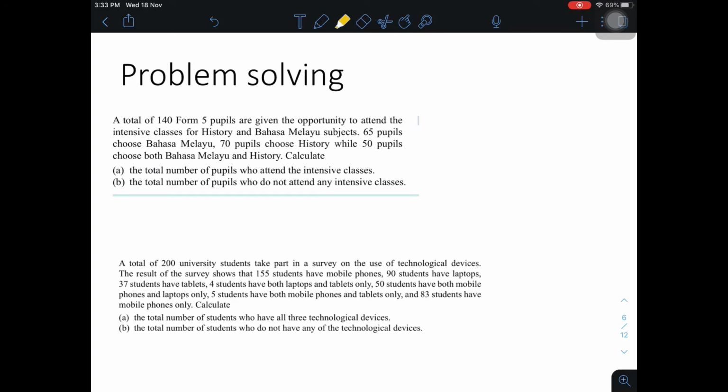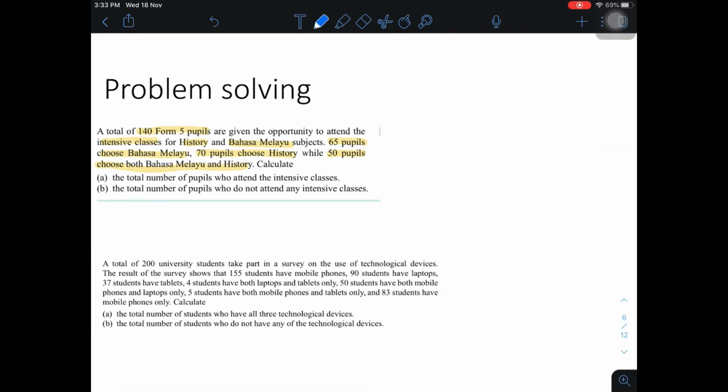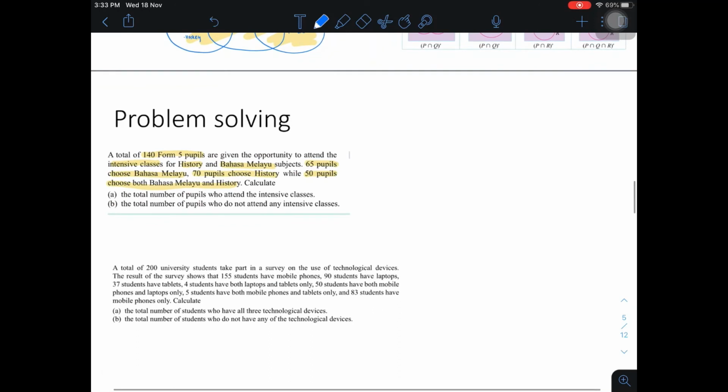A total of 140 Form 5 pupils are given an opportunity to attend intensive class for history and Bahasa Melayu. 65 choose Bahasa Melayu, 70 people history, 50 people choose Bahasa Melayu and history. So calculate the total number of people who attend the intensive class. So we have all this information given to us, and so right now I'll teach you how to tackle this question using visual aid, which is the Venn diagram, okay?